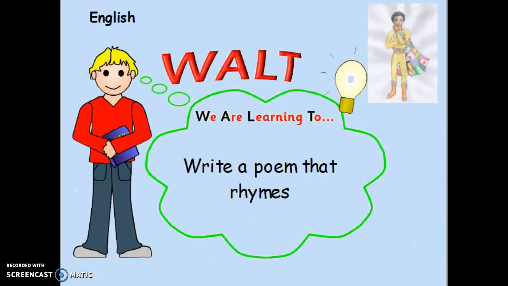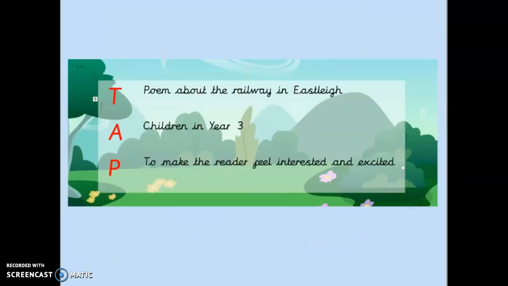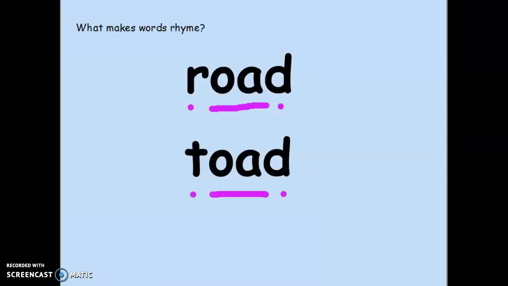Now today we are starting to think about writing a poem that rhymes, and we're going to be writing a practice poem today, ready for your final poem at the end of the week. Just to remind you, here's that section of our roadmap. Our final destination at the end of the week is the text type is a poem about the railway in Eastleigh. The audience is children in Year 3, and the purpose of our poem is to make the reader feel interested and excited.